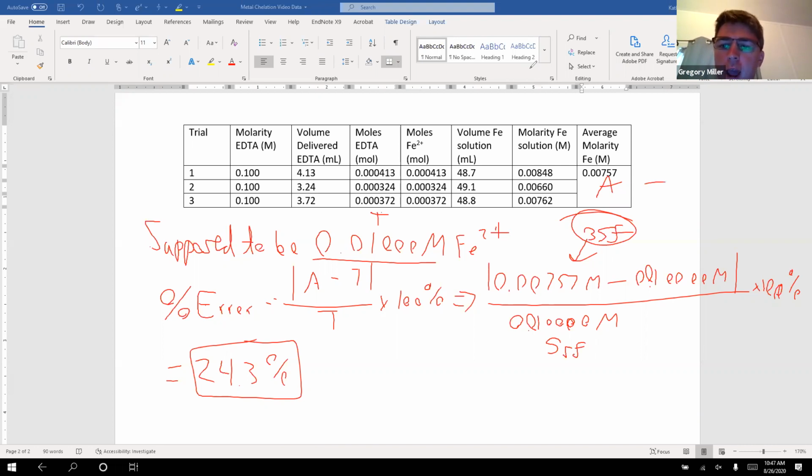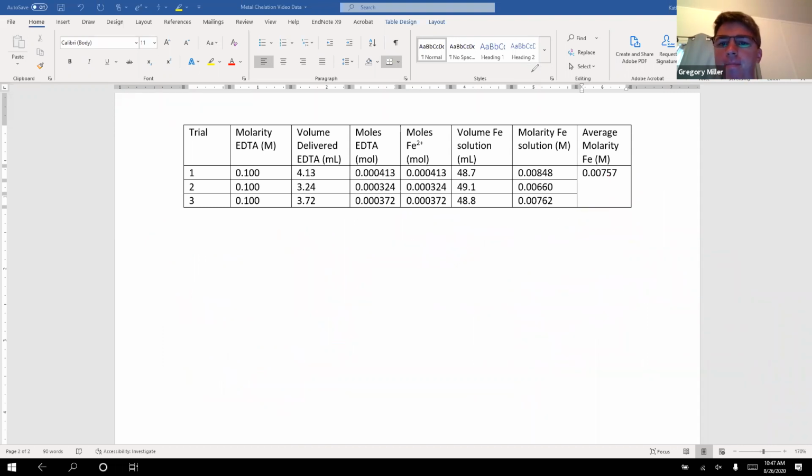For the percent error, your average molarity that you calculate is your actual value. And then the one that the question provides you is your theoretical value that you plug in for those spots. So that is absolutely all of the calculations you should have to do for the bonding and metal chelation experiment.